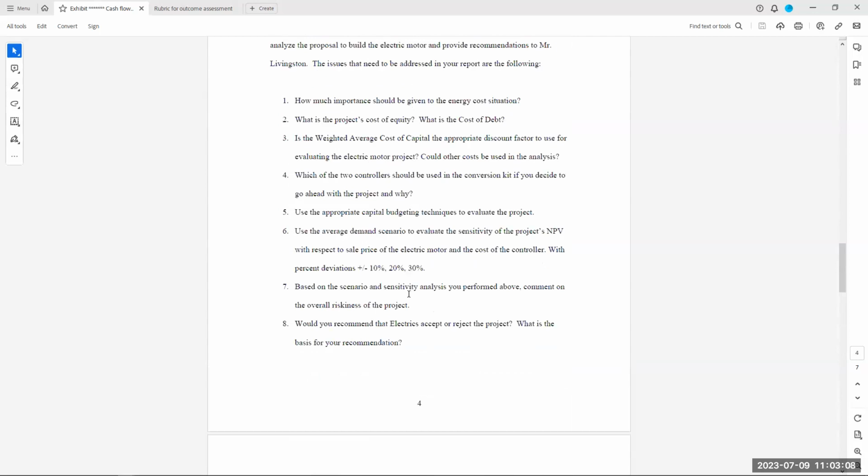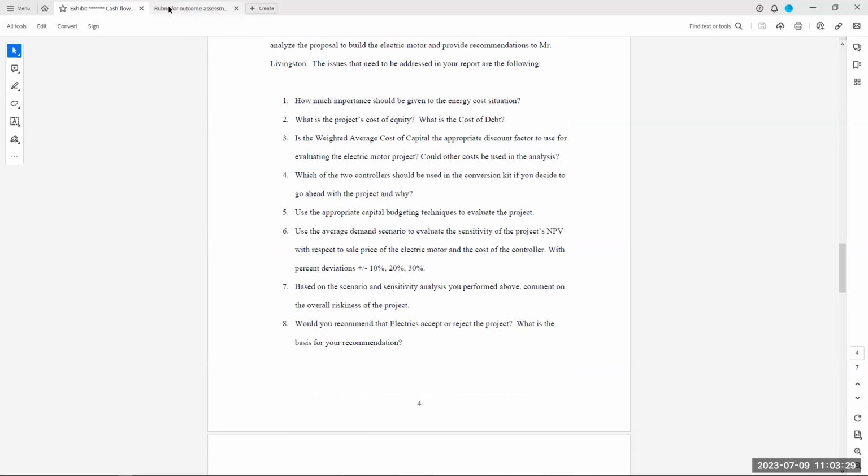And what you're doing is a return analysis. You're helping Electrics Incorporated determine whether they should invest in one type of product or another, and you're doing the analytical analysis of that, and then you're going to interpret that information in your paper.